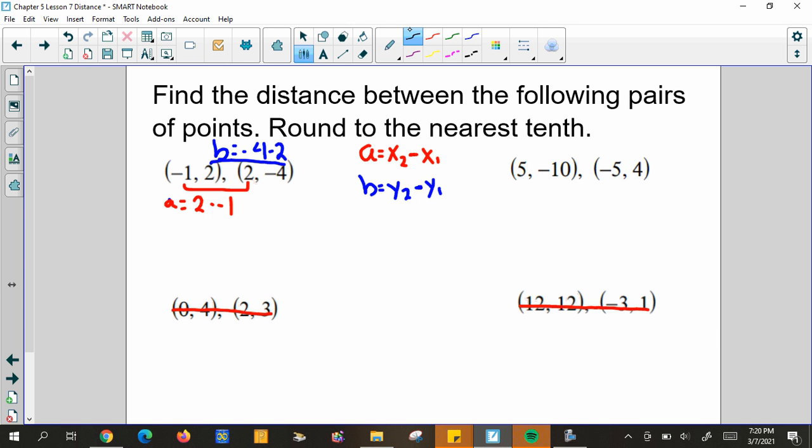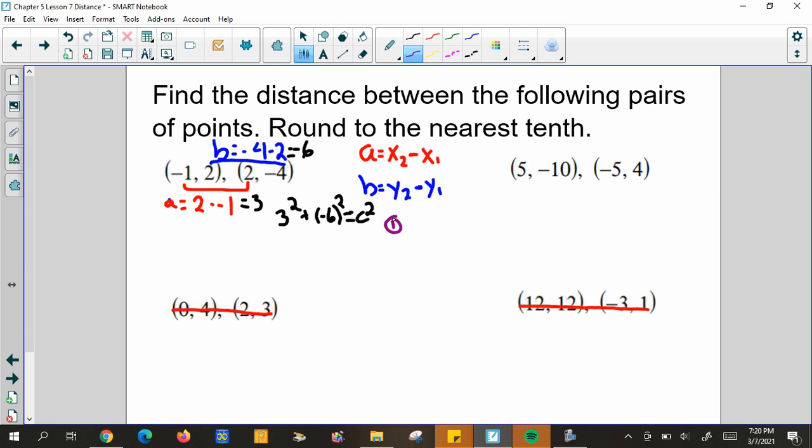Once we have those pieces, so A is 3 and B is -6, we will say 3 squared plus -6 squared equals C squared. And we can begin using the exact same steps to find C, which will be that distance.